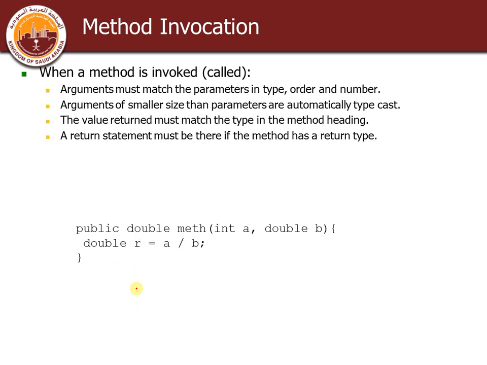If I do something like this, there's going to be an error message. Which one? There's no return in this method. I'm not returning anything. I'm doing some calculation. I'm saving the result of that calculation in R, but I'm not returning it. So this is going to be a problem.